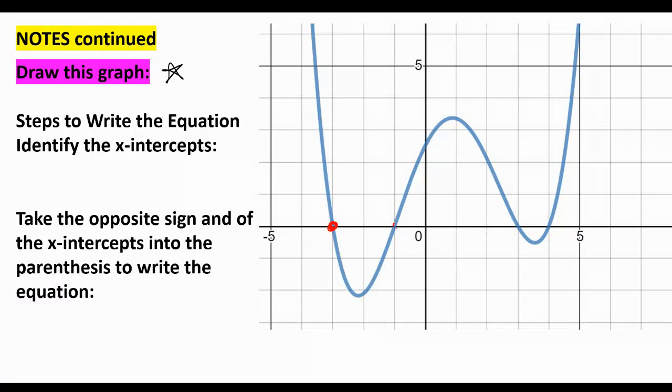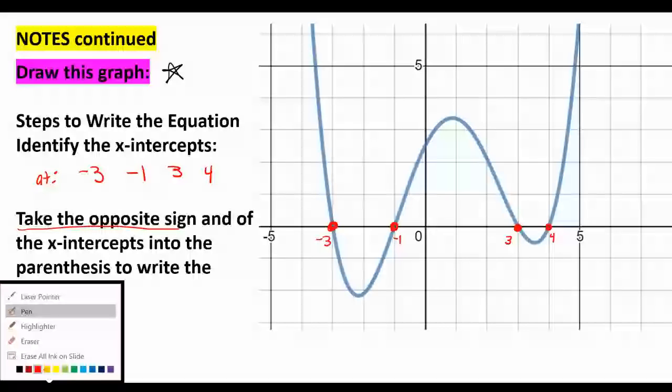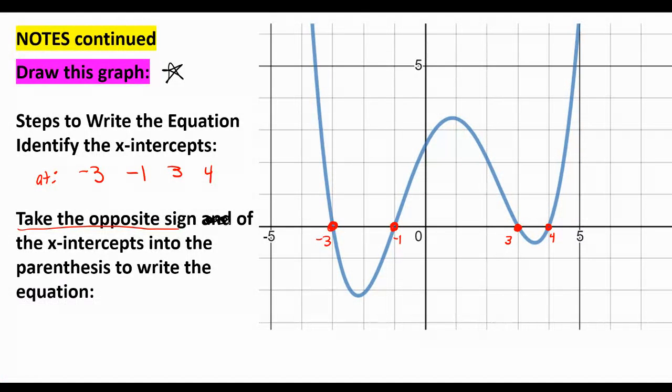So we're going to make dots at the x-intercepts. This time there's 4 of them. So here's 0, so this one's at -3, this one's at -1, this one's at 1, 2, 3, and this one's at 4. So our x-intercepts are at -3, -1, +3, and +4. We're going to take the opposite sign. Sorry, that little typo's bothering me. Take the opposite sign of the x-intercept to write the equation.